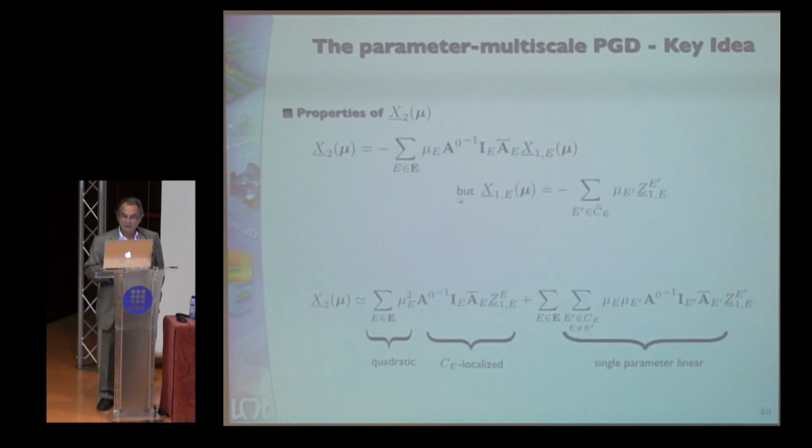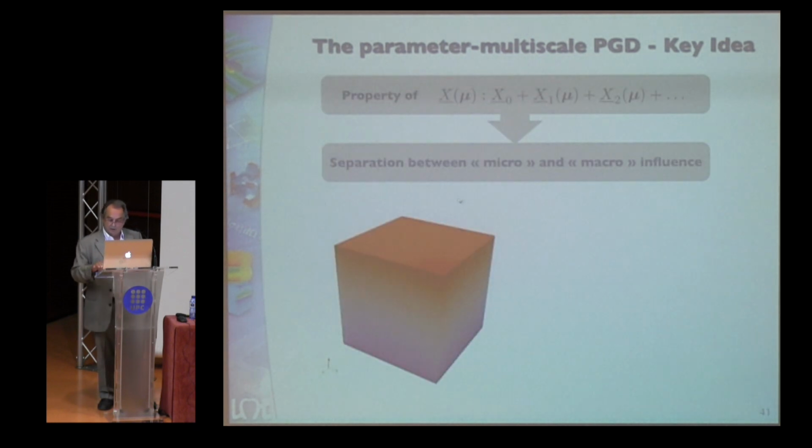For the second term, we have first a quadratic part, and this part here is localized in the neighborhood of E. And for the second part that you can see here, where E and E prime are different, it is a part which is linear regarding the single parameter. So that is what we follow.